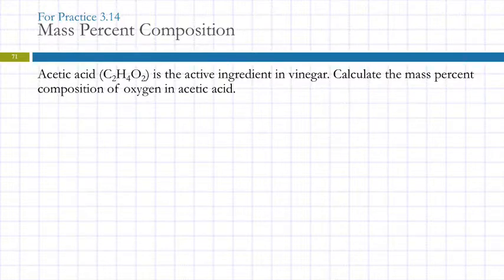Let's do an example. Acetic acid is the active ingredient in vinegar. Woohoo! Not necessary to know. Calculate the mass percent composition of oxygen in acetic acid.